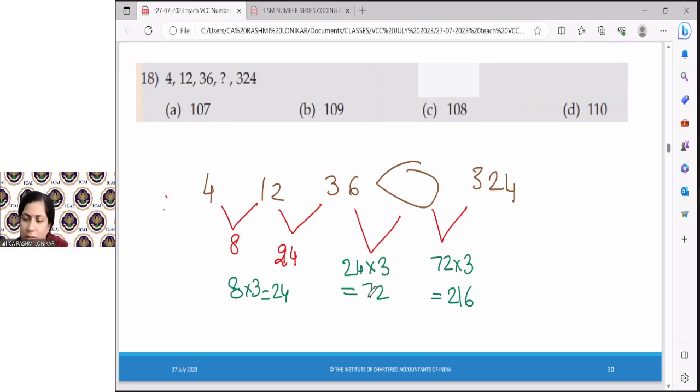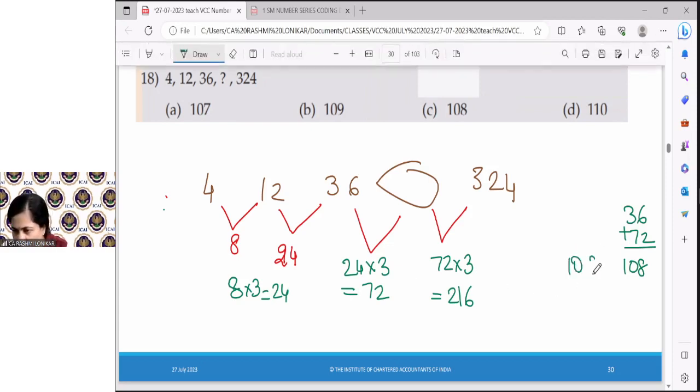Now, how much is 36 plus 72? Answer is 108. Now, 108 plus 216 gives me how much? 324. Yes, which is correct. So the number is 108.